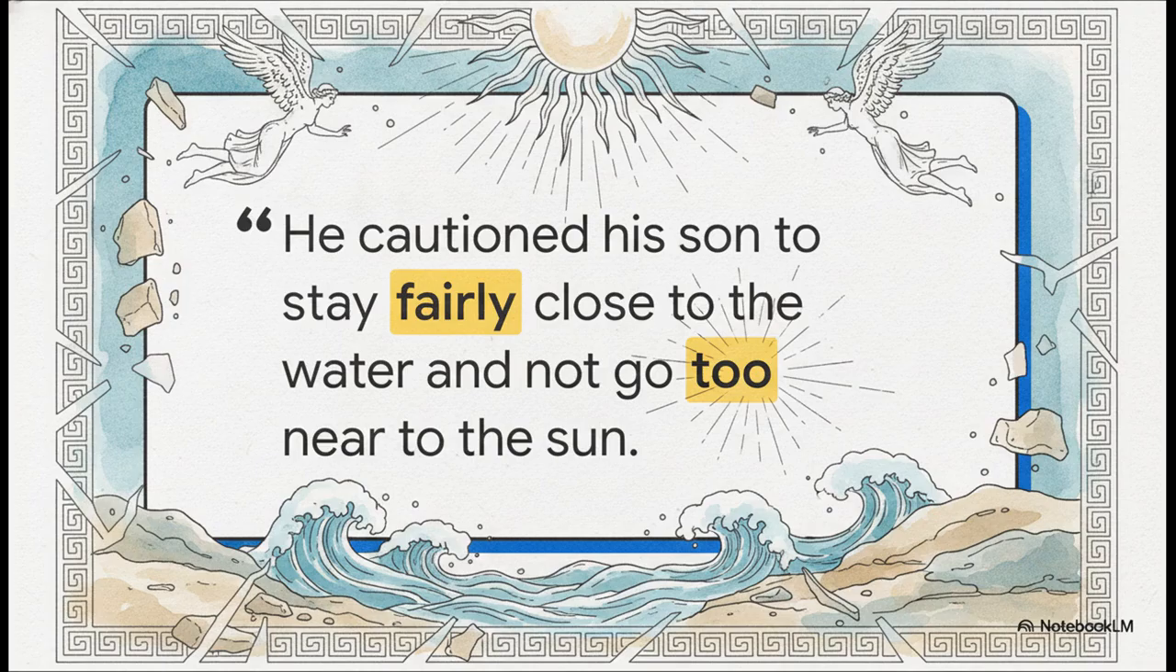And just look at the mortar holding this specific sentence from the text together. Notice how the author uses adverbs of degree, like fairly and too, in this gripping line. Daedalus doesn't just tell Icarus to stay close to the water, he tells him to stay fairly close. He doesn't just say, don't go near the sun, he says, don't go too near. These carefully placed adverbs precisely build the dramatic stakes of Icarus's doomed flight. It's not just extra fluff, this is the literal load-bearing structure of the sentence's meaning.